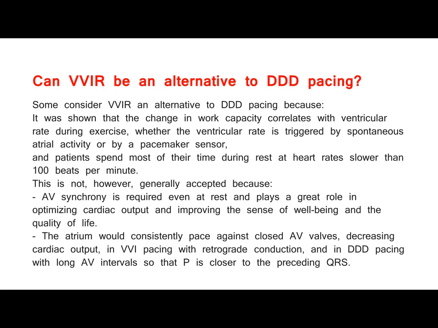This is not, however, generally accepted because AV synchrony is required even at rest and plays a great role in optimizing cardiac output and improving the sense of well-being and the quality of life. The atrium would consistently pace against closed AV valves, decreasing cardiac output, in VVI pacing with retrograde conduction, and in DDD pacing with long AV intervals so that P is closer to the preceding QRS.